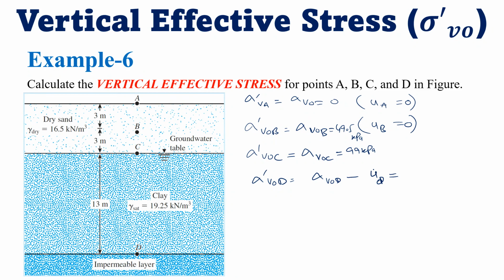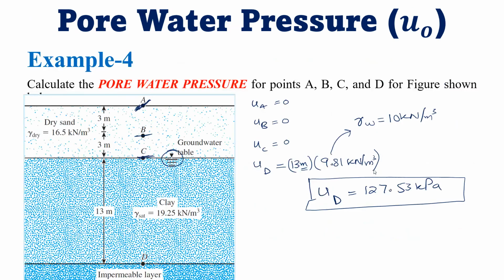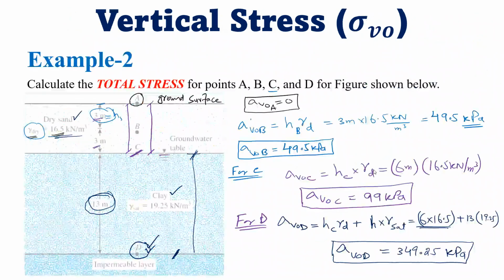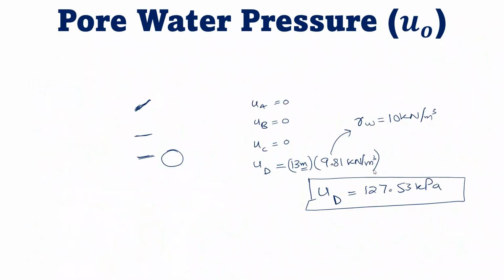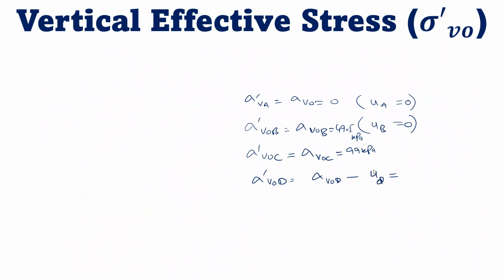And for sigma dash V naught D, this is sigma V naught D minus U D, or U naught D. And the total vertical stress for point D was calculated to be, I will calculate it again, 349.25, yes, right. And the pore water pressure is 13 times 9.81, as we calculated, 127.53, and the difference will be the effective vertical stress at point D. If we calculate the difference for these two values, that will be 221.72 kilopascals.